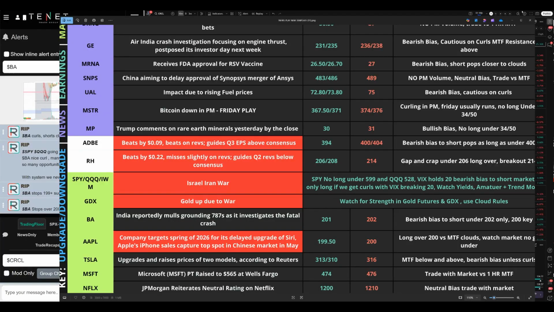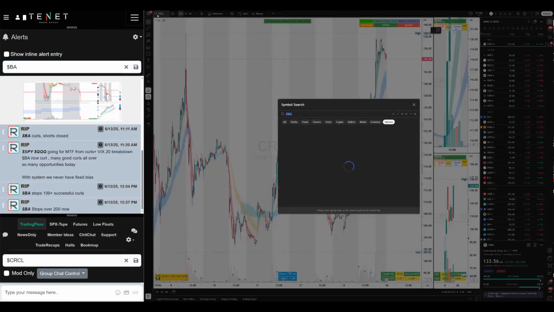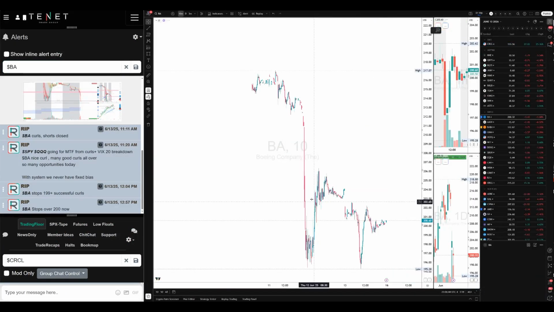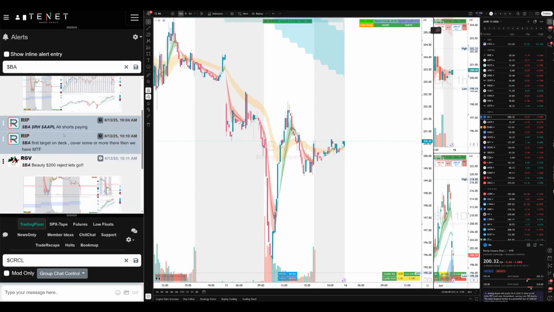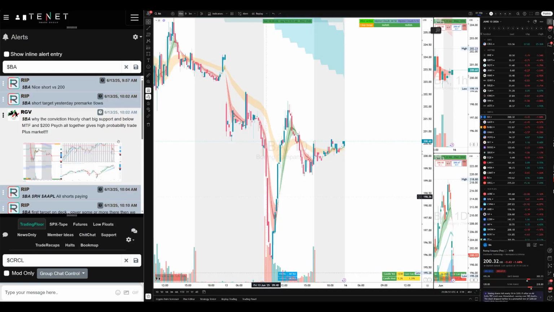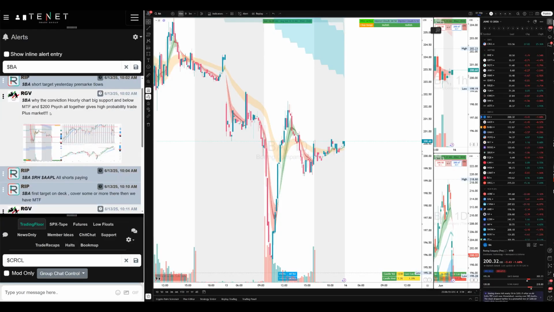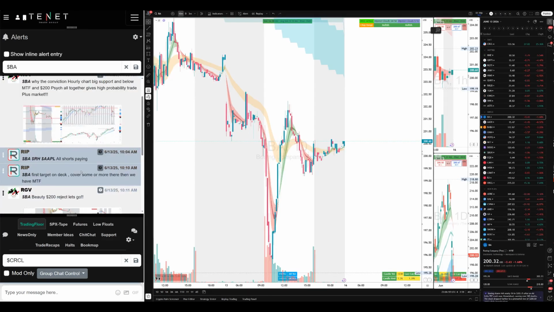So I gave this plan in the pre-market: bearish bias under 202 and 200 key. If you look at Boeing, as soon as Boeing breaks that 200, you take it short. That's what I told the traders: short versus 200, and the target was pre-market lows. And RGB was talking about the hourly chart support breakdown and the 200 psychological level down.